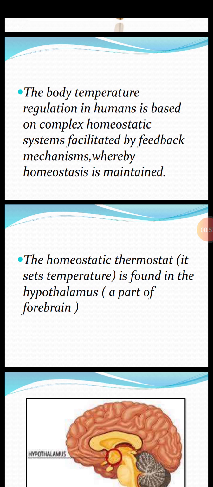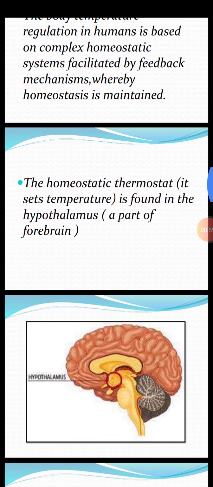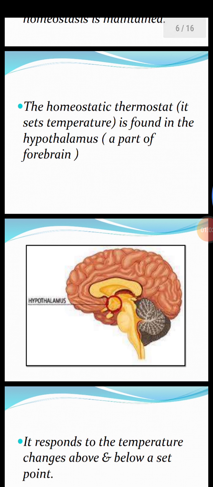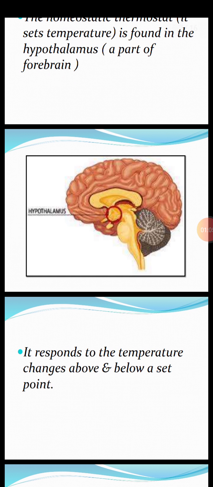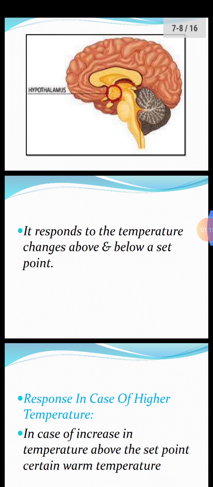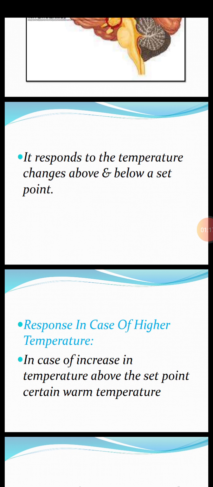It is found in the hypothalamus, a part of the forebrain. Again, the picture is shown, the human brain is shown, and the hypothalamus, which controls body temperature. It responds to the temperature changes above and below a set point. As you know, the temperature of the human body is 37 degrees Celsius. Response in case of higher temperatures.